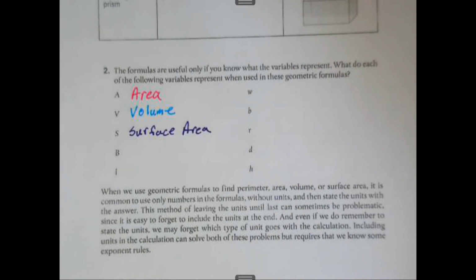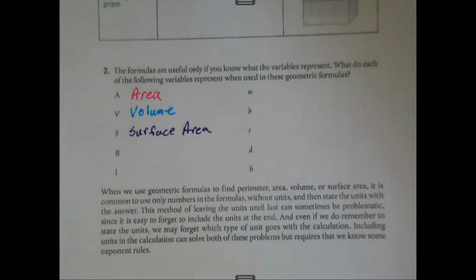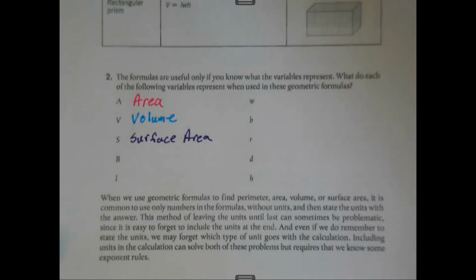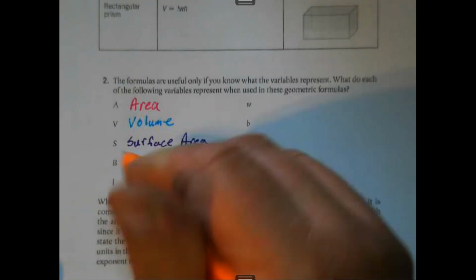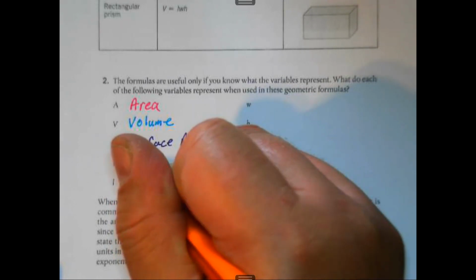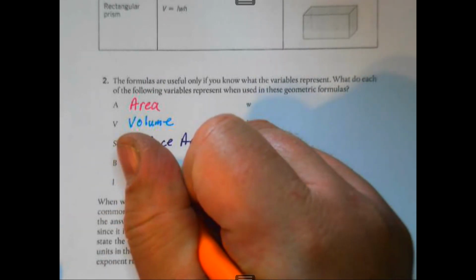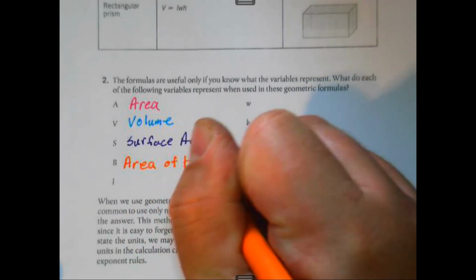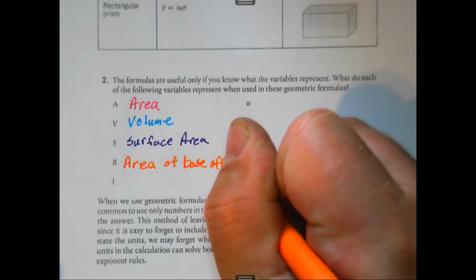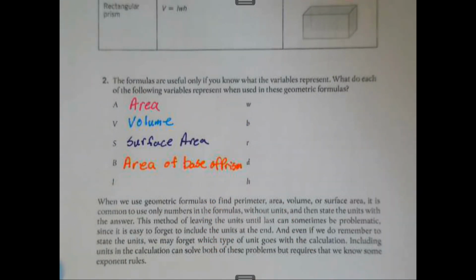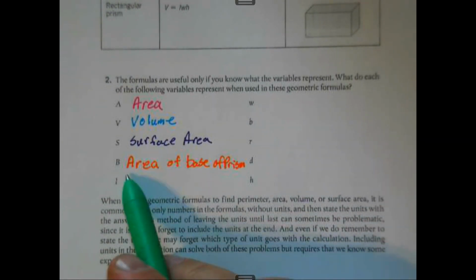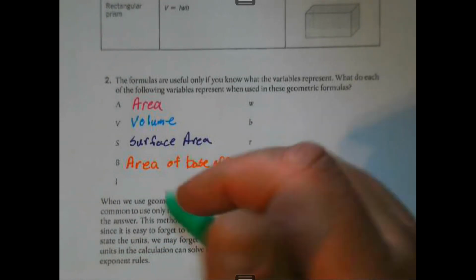Capital B, again, they use it. If you remember your geometry with the tetrahedrons or the solid prisms, capital B represented the area of the base of the prism. So we're going to keep it that way. I don't know if this section gets into it, but if you do run into it, that's what it is. It's the area of the base of the prism.